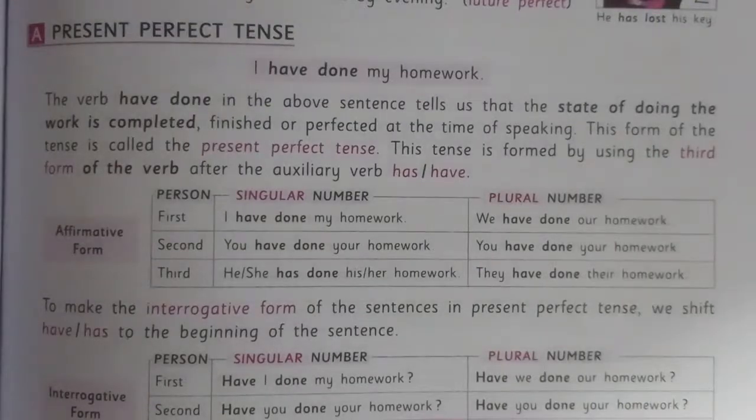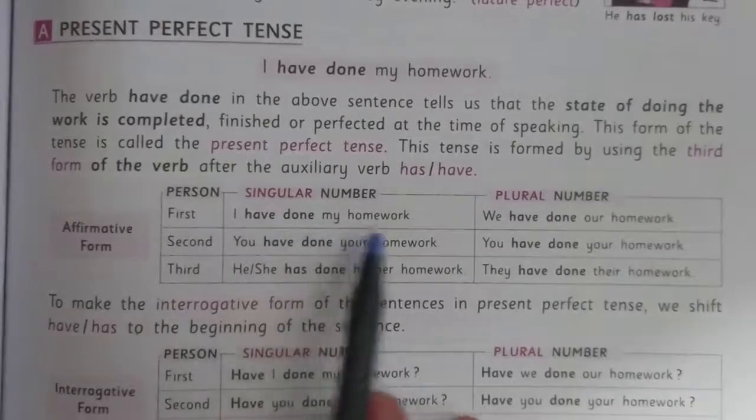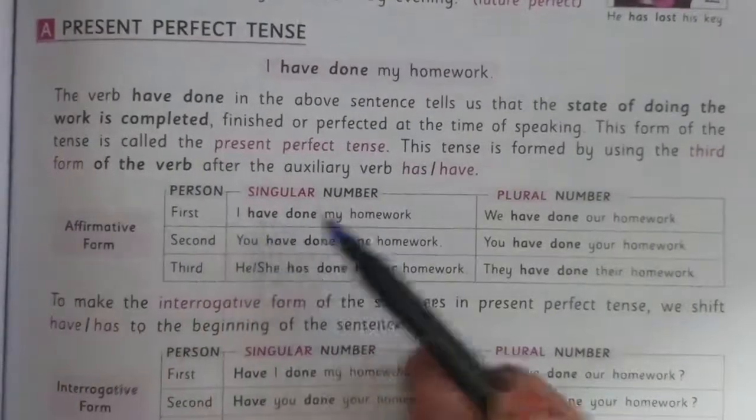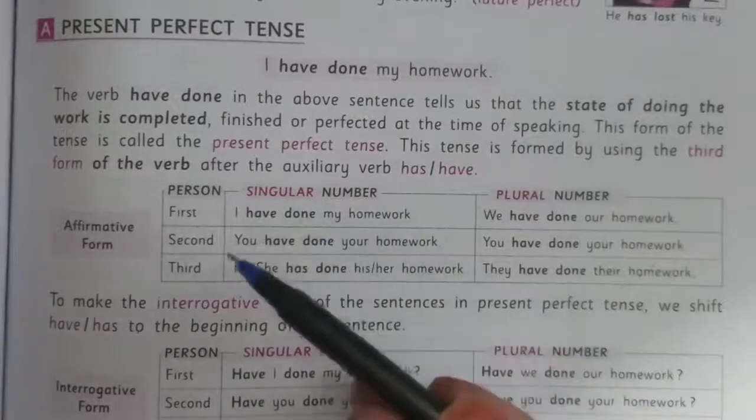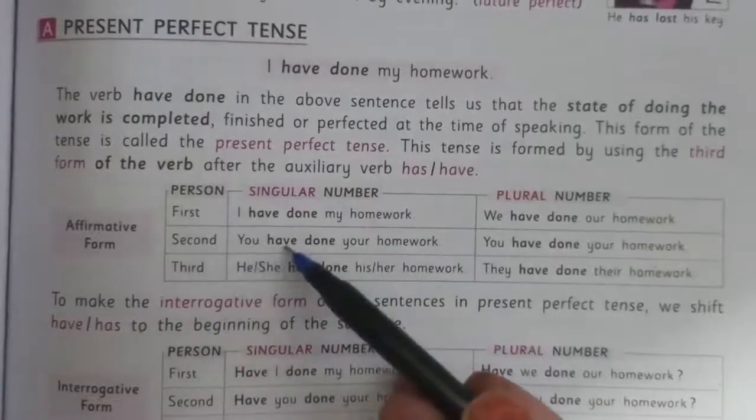Now let us understand the affirmative, interrogative, negative, and interrogative negative forms of present perfect tense. So how are we going to form an affirmative sentence? Using the structure subject plus has or have, and the third form of the verb. Object is optional. For first person singular number, we will use, for this example, I have done my homework. With I, we have to use have, and done is the third form of the verb. Second person singular number, you have done your homework. With you, we have to use have.